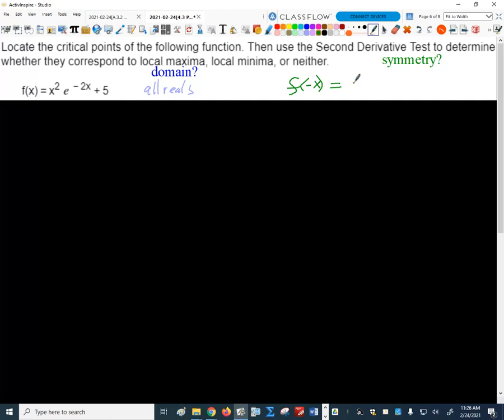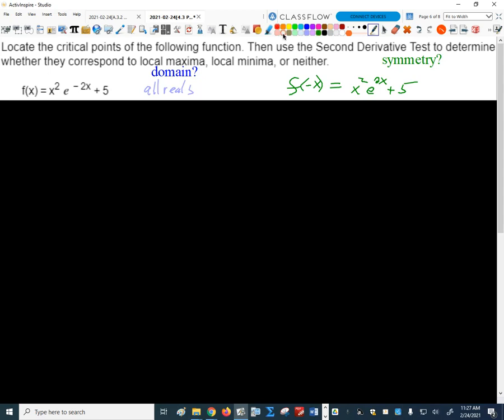That's going to give us negative x squared, which is the same as x squared, but then I'm getting e to the negative 2 times negative x. I'm getting e to the 2x plus 5. Okay, everybody agree? That's neither f of x nor negative f of x, right? So there's no symmetry here.